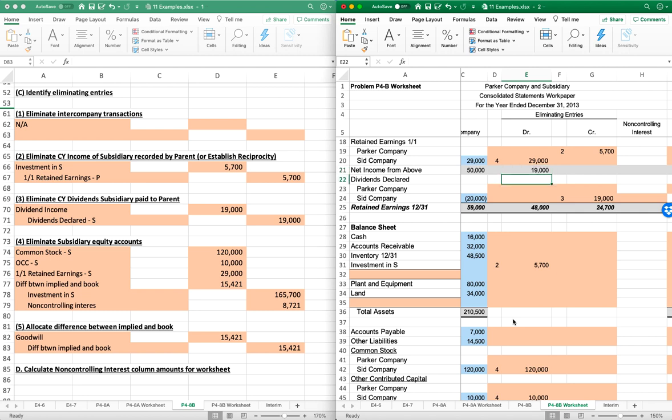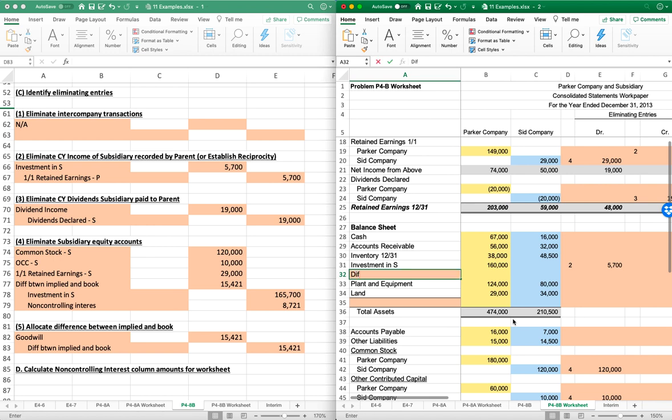Then we have one more debit. Again, don't ask me why I put this in the middle, but we need to create difference between implied and book, which will be a debit of $15,421. Then we have two credits.